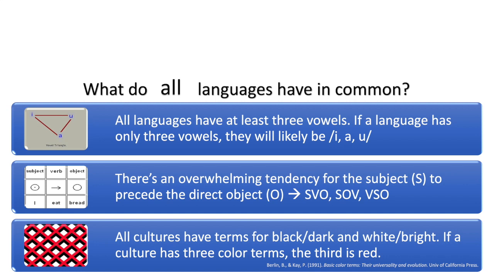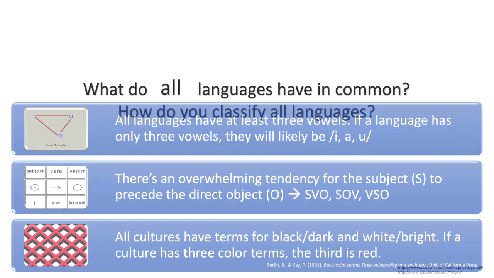An interesting example of a semantic universal is how different languages describe colors. It seems like non-industrialized cultures typically have far fewer words for colors than industrialized cultures. According to studies by two linguists in the 1990s, all cultures have at least two basic opposing terms for black and white. And if a culture has three colors, the third is red.